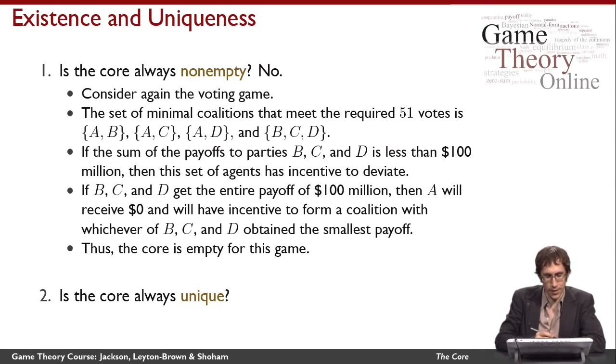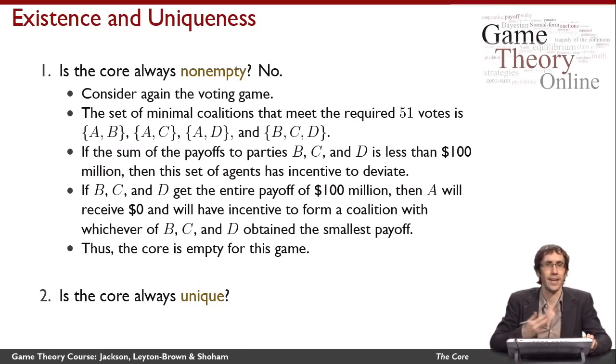In particular, we can see that if the sum of the payoffs to the parties in B, C, and D ends up being less than 100, then this set of agents has reason to deviate and form this coalition, where they can then divide the full 100 million amongst themselves. However, if B, C, and D get the entire payoff of 100 million, then A can form a coalition with any one of B, C, or D, which would be sufficient. And A could do this with whichever of B, C, and D is getting paid the least under whatever payment profile we're assuming is adequate for B, C, and D. And thus we can see that there's always some subcoalition that could profitably deviate from any payment profile that we propose. And that means that the core is empty for this game.